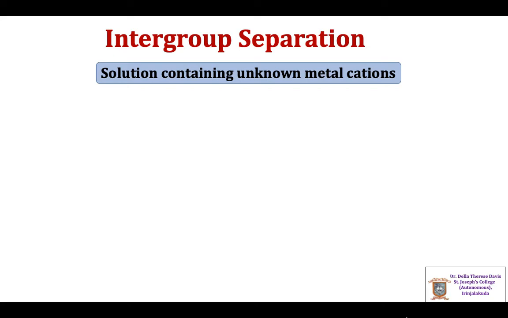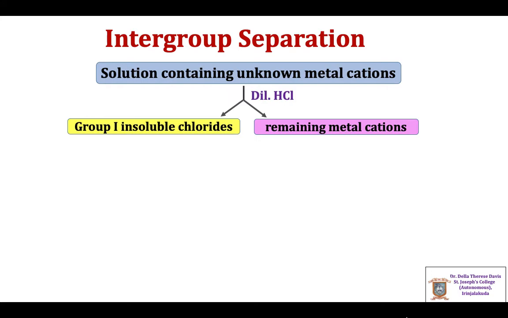In intergroup separation, the solution containing the unknown metal cations is treated with dilute HCl. If group 1 cation is present, it will precipitate as its chloride. The precipitate is separated either by filtration or by centrifugation. To the clear filtrate, again add dilute HCl to ensure complete precipitation of group 1 cations. If a precipitate is obtained again, it should be removed by filtration or centrifugation.